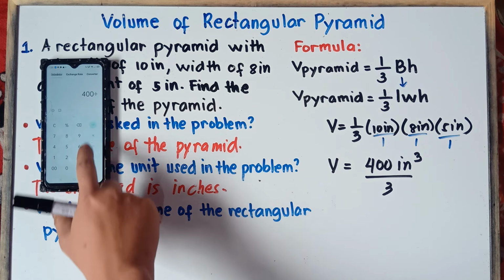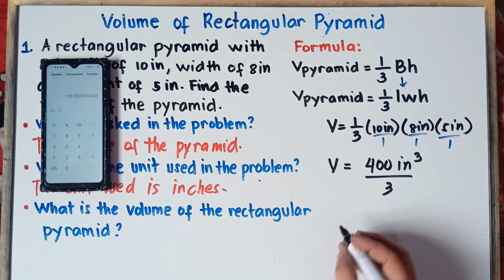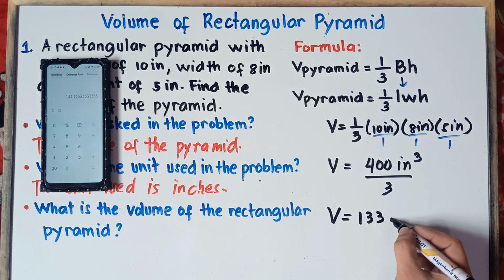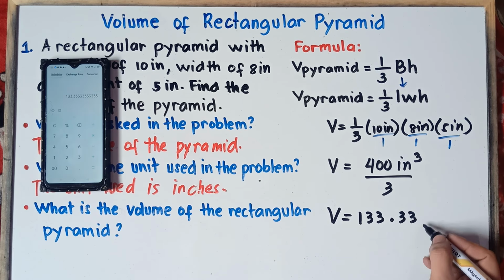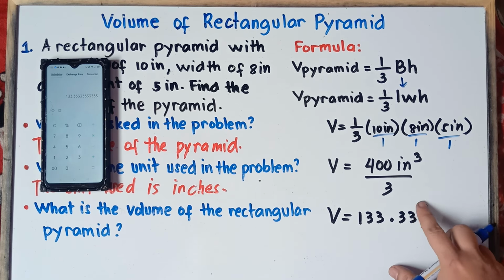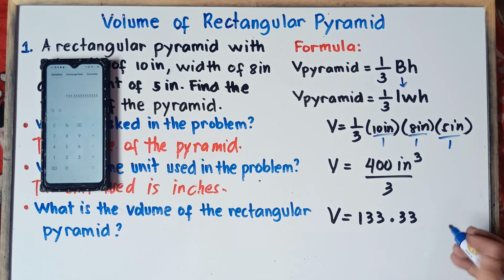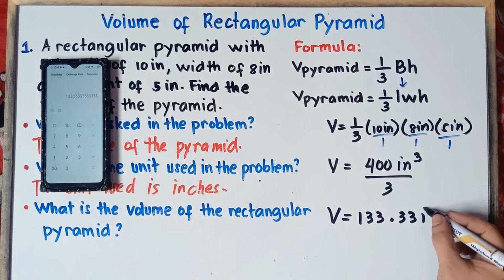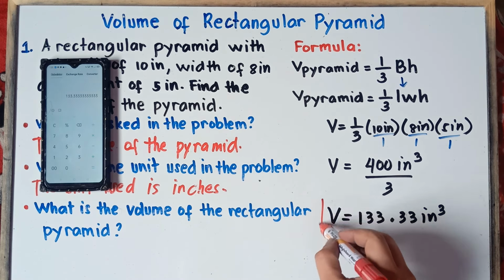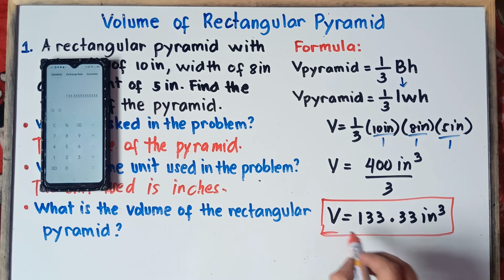So 400 divided by 3. The volume is equal to 133.3333. After the 3, there's another 3, so therefore we simply round down and copy 3. And then do not forget the units, cubic inches. That's it, class. All set for example number 1. Easy as that.